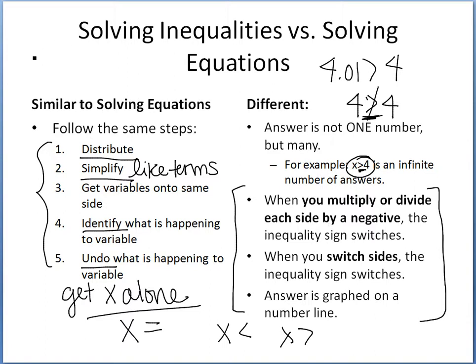And that didn't happen in equations. If you have x equals 2, you could say 2 is equal to x. This is the same thing. This is saying if you have x is greater than 2 and you want to change it, it better be 2 is less than x. Again, I'll go over that in more detail.